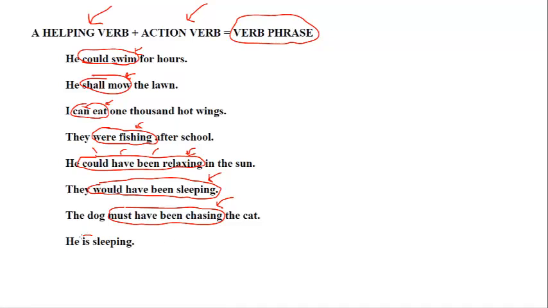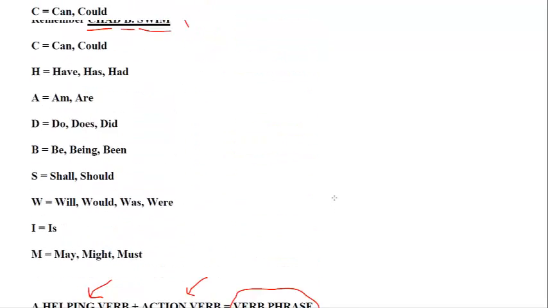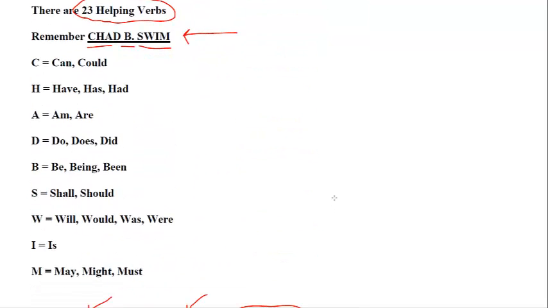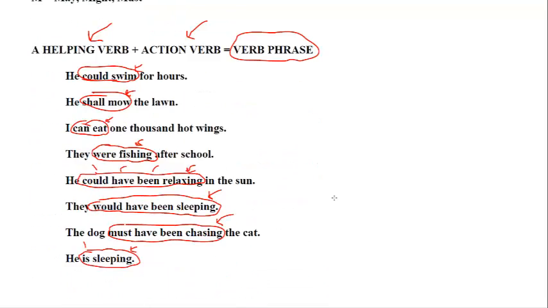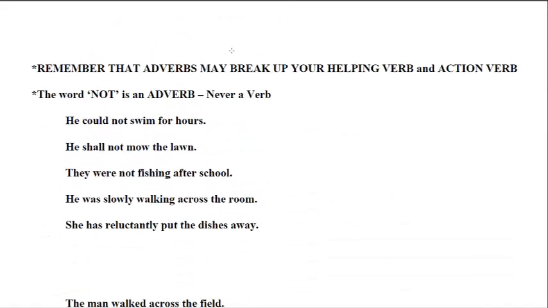He is sleeping. Helper, action verb. So, I'm going to roll back up here, emphasize the fact that if you remember those 23 helping verbs, grammar will be a little bit simpler. Let's scroll down a little bit.